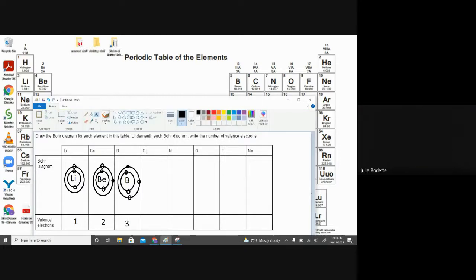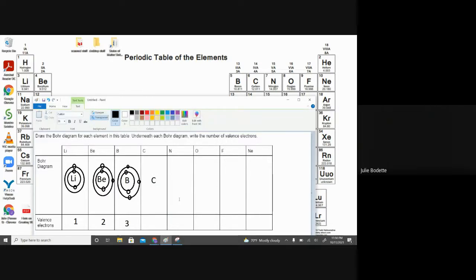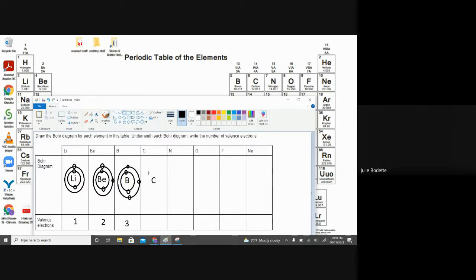Okay. Carbon. Carbon symbol is C. I'm going to draw first shell here. Again, there's 2 in the first shell. Carbon has 6, so we should have 6 total. So we've drawn 2 so far, so we need 4 more. And this one should look familiar. We have drawn carbon before, right? So there's carbon. How many valence electrons? Well, 1, 2, 3, 4.